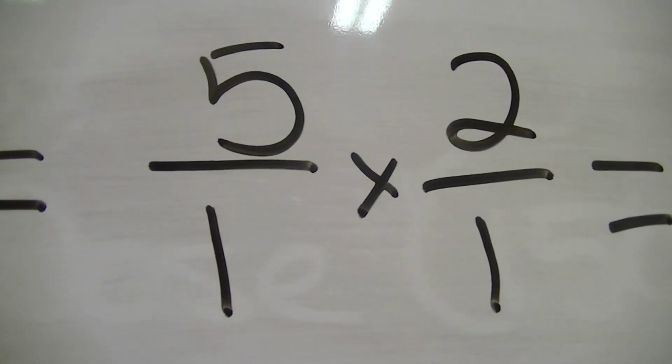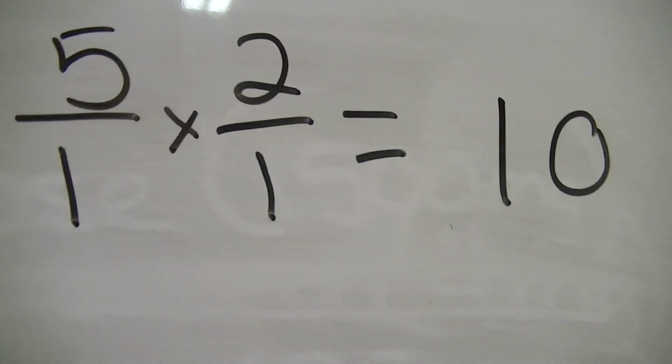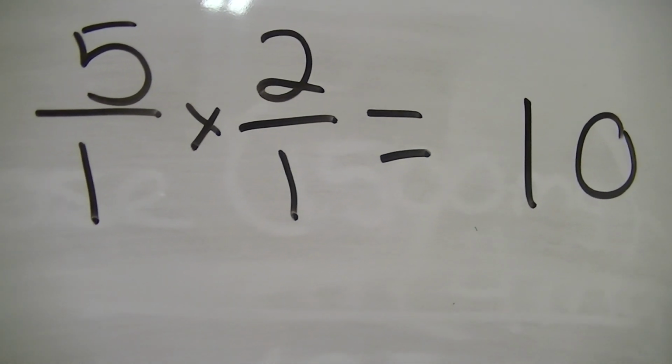Now we just multiply those two top numbers. 5 times 2 gives us 10. 1 times 1 gives us 1. And what do we know? Anything over 1 is just a whole number. So our answer is going to be 10.